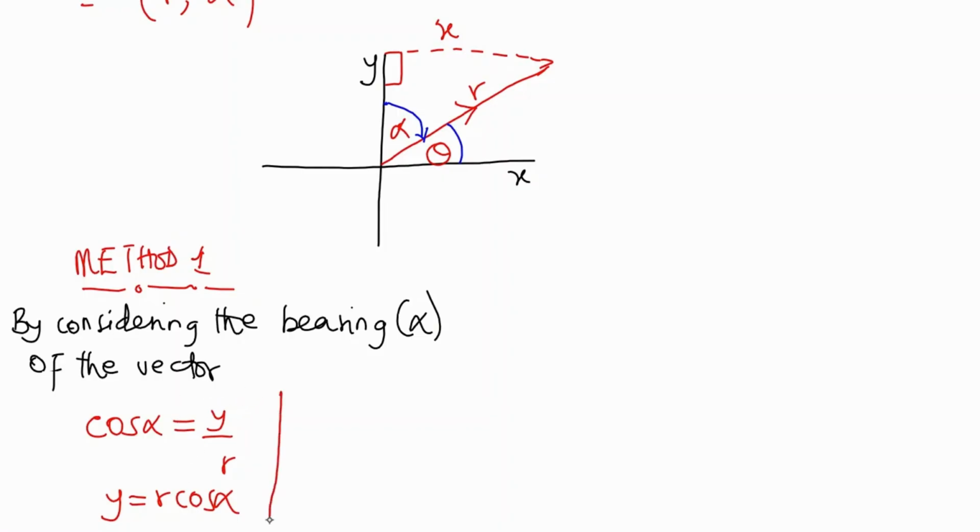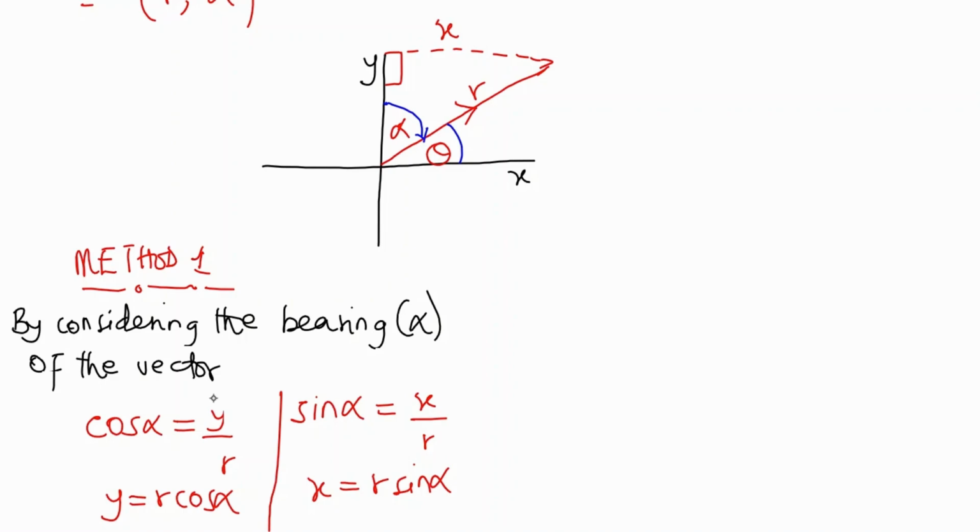Now we also go to the next one, that is the sine. So it means that the sine of alpha, we are talking about the opposite over the hypotenuse. So we know the opposite side of this vector is x. So we write our x here, divided by the hypotenuse, which we know to be r. So we have our r here. Now by making x the subject, we have x equal to r sine alpha.